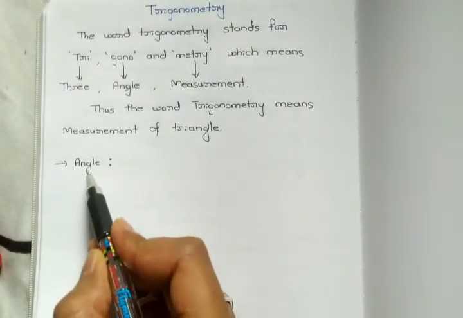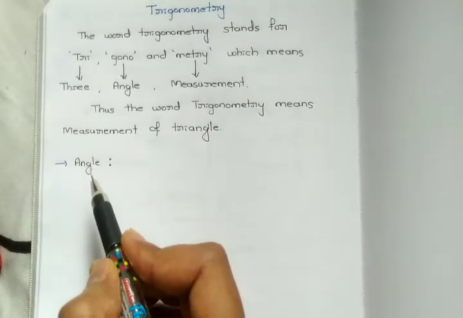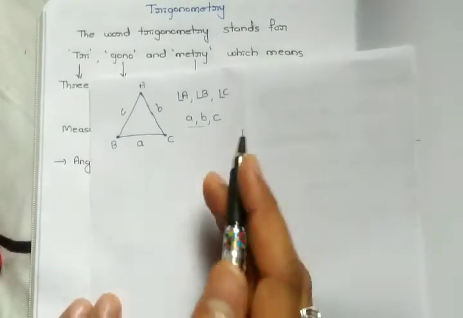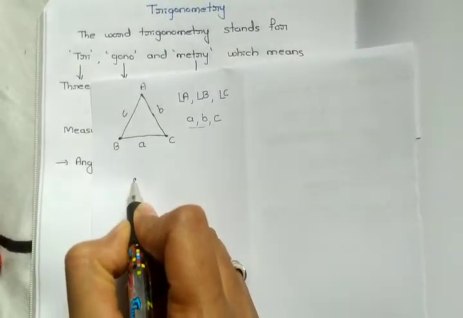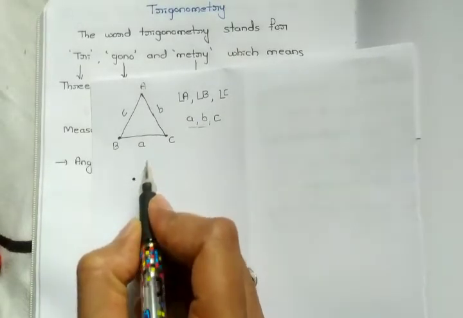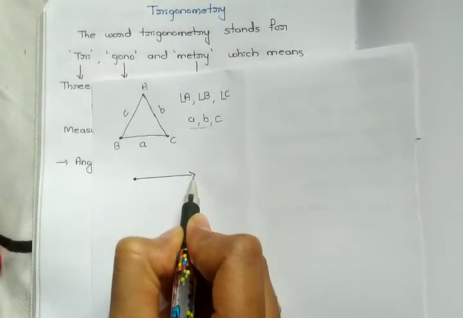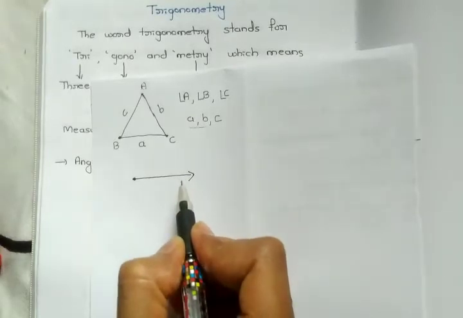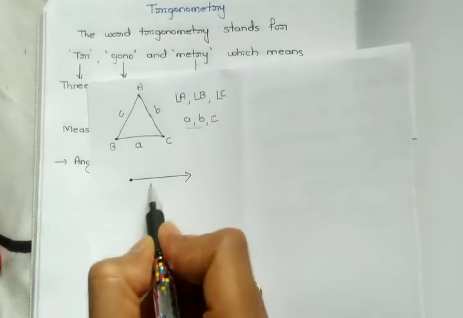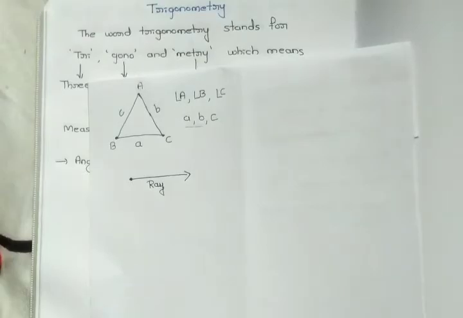Next, angle. Before knowing what is meant by angle, we should first know what is meant by ray. For that I am going to consider one point here, and if I draw one line from this point and it goes indefinitely in one direction, this is what we call a ray.